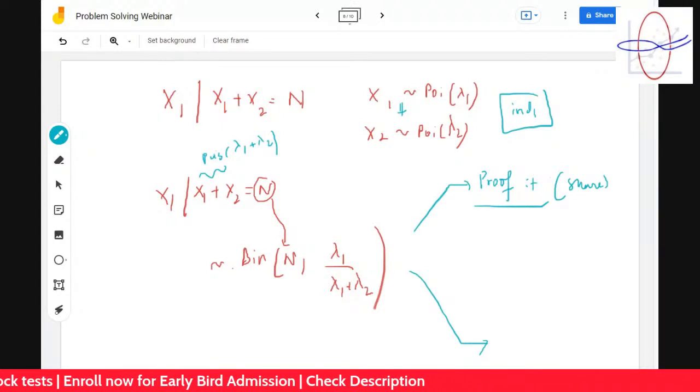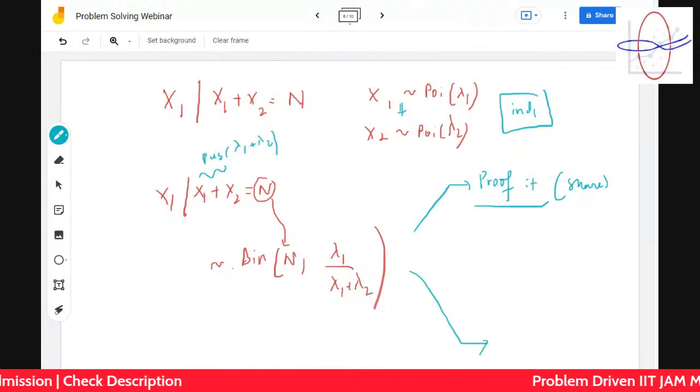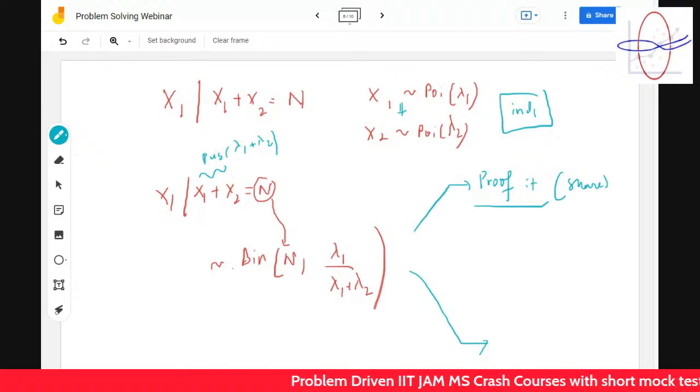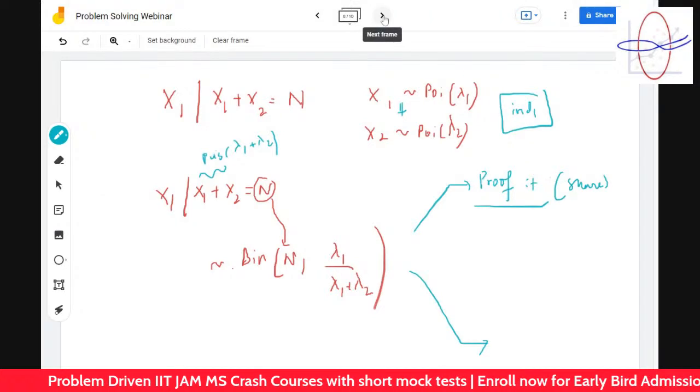Okay, that's a very good idea. So Sneha is saying that since the limiting form of binomial is Poisson, this is much more probable to be a Poisson. So let's understand why this can be true.